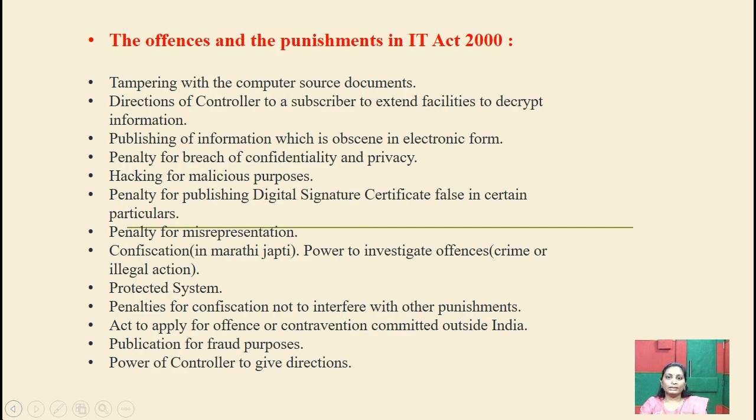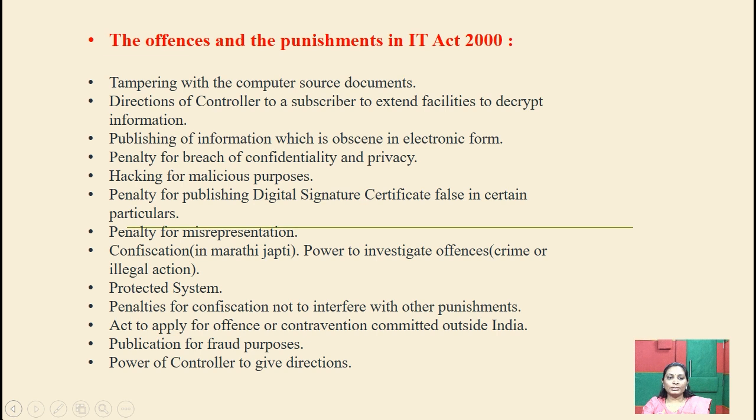The offenses and the punishments in the IT Act 2000. First is tampering with computer source documents. If anyone tries to change or alter our computer documents, that is an offense, tampering with computer source documents. Second offense is directions of the controller to a subscriber to extend facilities to decrypt information. Third, publishing information which is obscene in electronic form. Then penalty for breach of confidentiality and privacy.